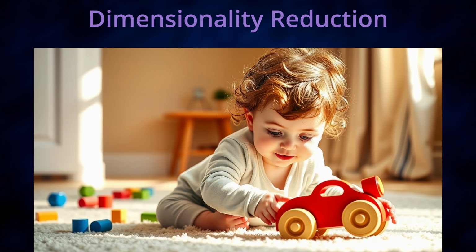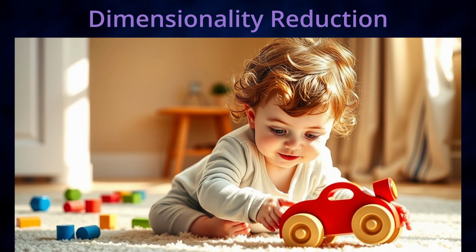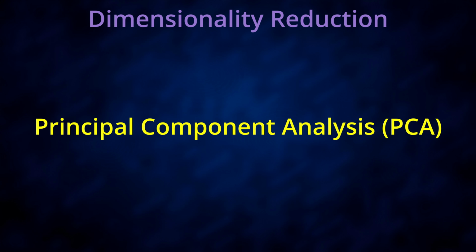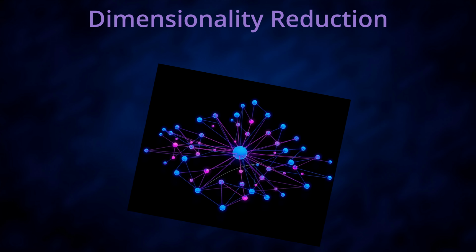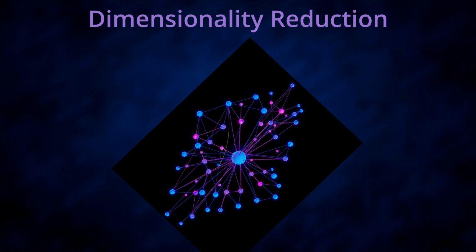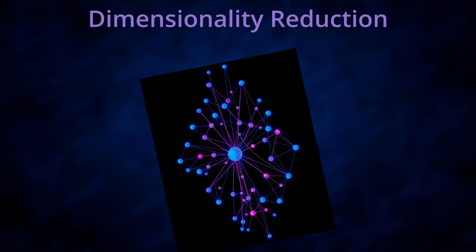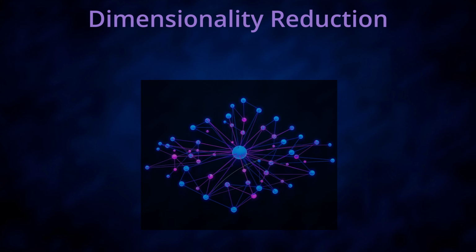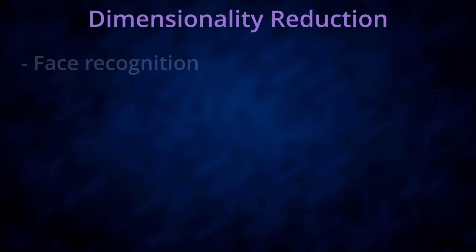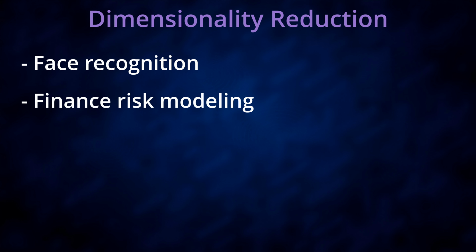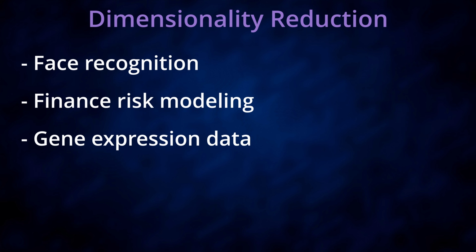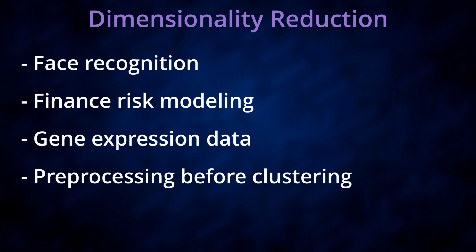Dimensionality reduction. Unsupervised learning also helps simplify complex data. Principal component analysis. PCA rotates your data to find the directions with the most variance, effectively compressing information. Use cases: face recognition, finance risk modeling, gene expression data. Pre-processing before clustering.